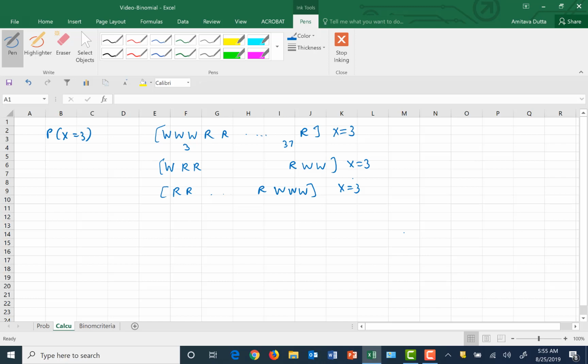So hold that thought in your mind. But let's look at this one. What is the probability of WWW followed by 37 R's? Now I know that the likelihood of one student withdrawing is 0.2, the first student, because 20% of students withdraw from the course. So if I pick one student at random, the likelihood that the student withdraws is 0.2.